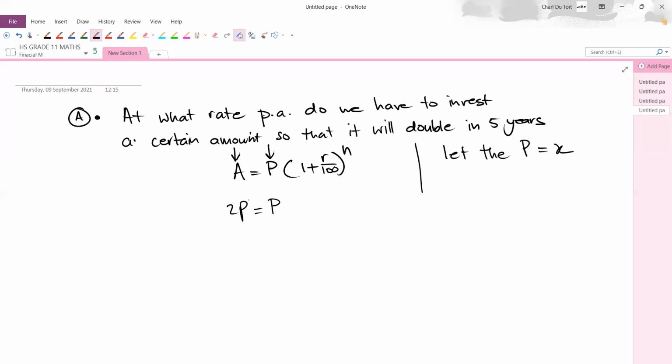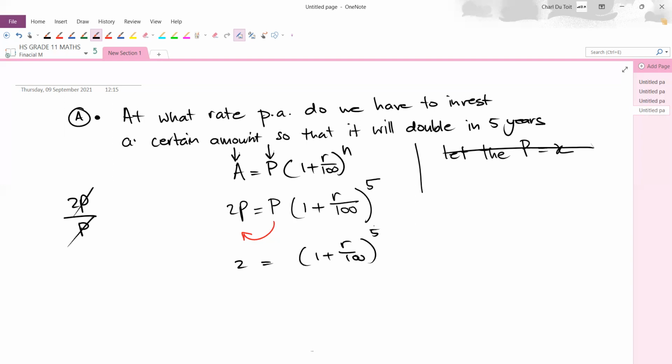Hello? Yes, sir. Okay, so we don't have to do that. You can just use 2 and 2P. Because if we double the amount, then we have 2P at the end. Yes, sir. 1 plus the rate, which I don't know, over 100. There's no monthly, quarterly, or half-yearly compounding. So this is just 5. Then I'm going to divide that P. So in effect, I'll have 2P divided by P. And they will cancel. And then I have 2 equals 1 plus R over 100 to the power of 5.